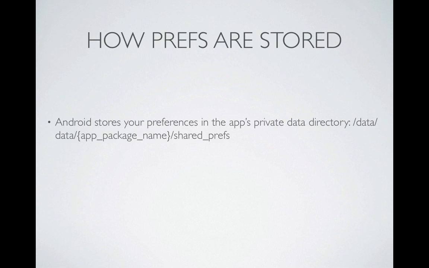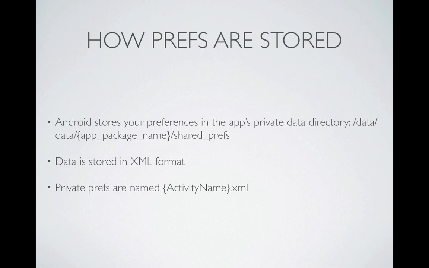So where does Android actually store these preferences? Well, Android stores your preferences in an app's private data directory, and you'll find this on the file system under /data/data/, and then your app's package name, in a directory called shared_prefs. The data is going to be actually stored in XML format.